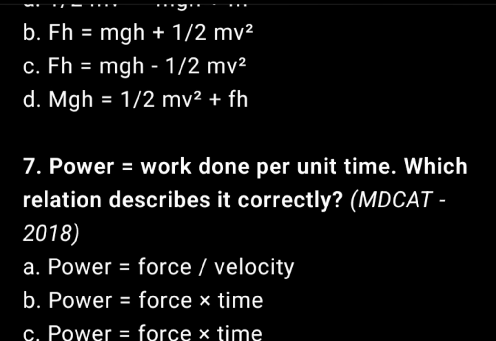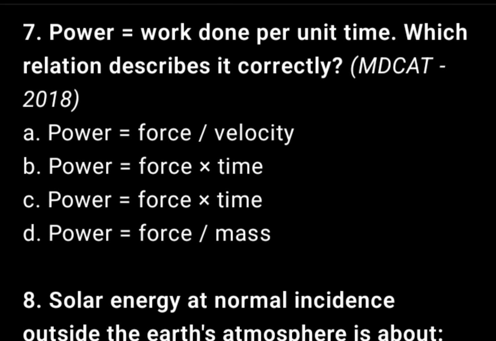7. Power equals work done per unit time. Which relation describes it correctly? MDCAT 2018. A. Power equals force times velocity. B. Power equals force times time. C. Power equals force times time. D. Power equals force times mass.